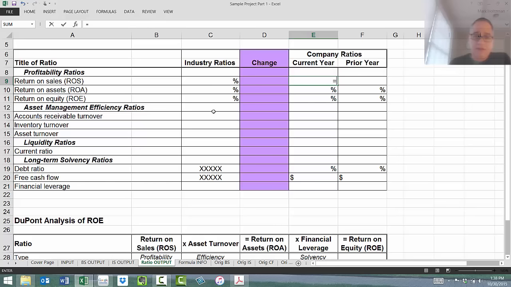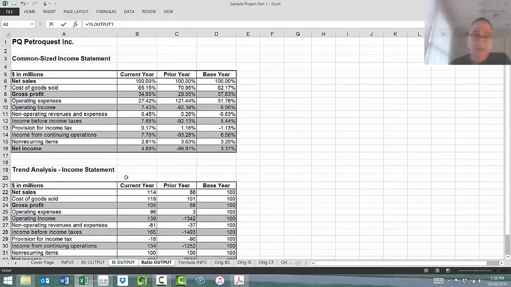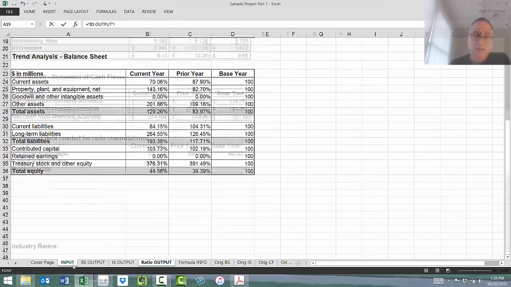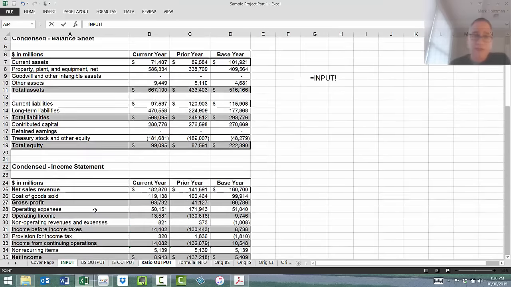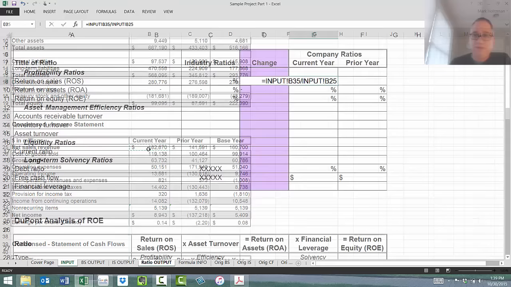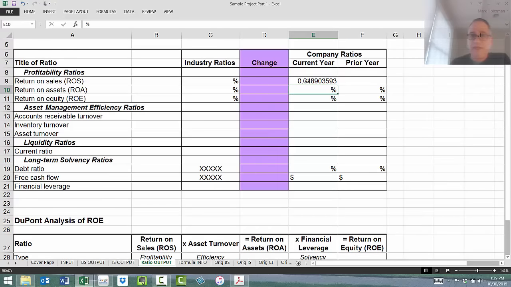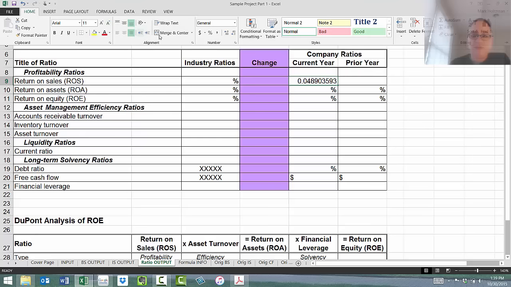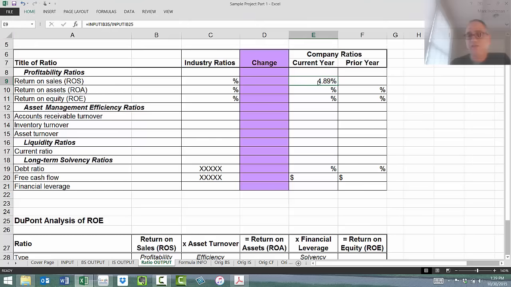For return on sales, you go to the income statement. It's income divided by revenue. And I've got on my input page here the income statement. So net income, and then I put a slash, divided by net sales revenue, and 0.0489. And since it's return on sales, it should be done as a percentage, so I do it. I like it to hundredths, but if you do it to tenths, that's okay too.